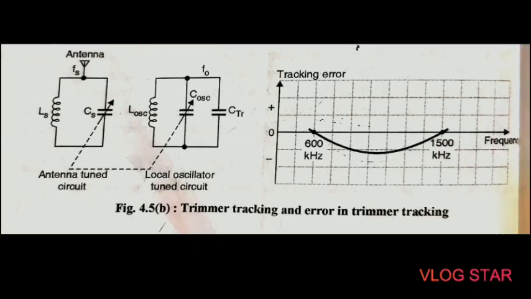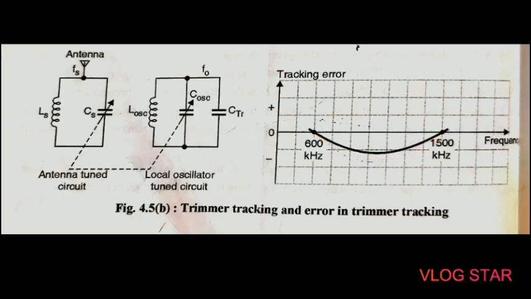Okay, second is trimmer tracking. Trimmer tracking and error in trimmer tracking. So here a small variable capacitor, which is considered as a CTR, that is a trimmer capacitor, is connected in parallel with the main capacitor. This is COSC, this is main capacitor, and it is connected to the trimmer capacitor. And here, due to the parallel connection of this CTR and COSC, the effective capacitance will always be greater than that COSC. Okay, so this decreases the oscillator frequency and makes that tracking error negative. So we can see here, this is the negative tracking error, and this trimmer is adjusted to get zero error at two points on the frequency dial.